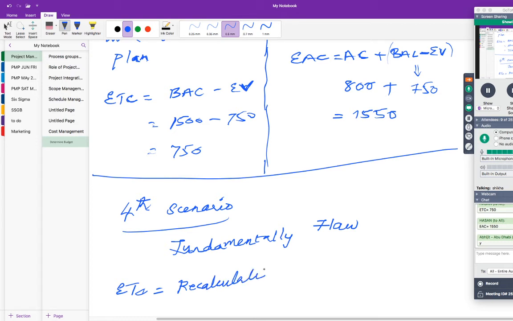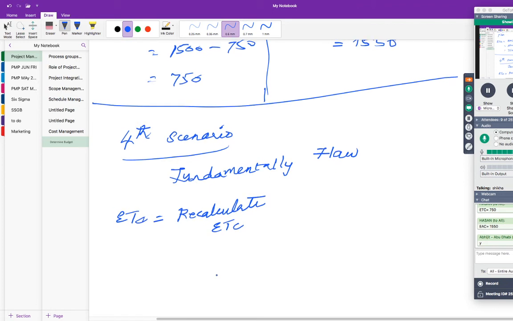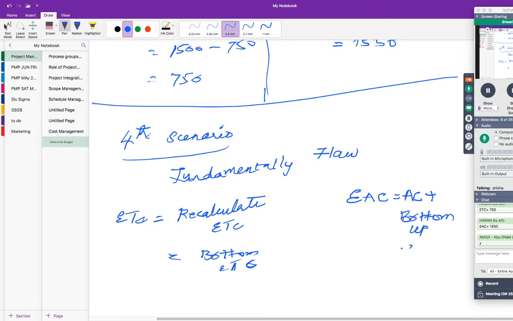So how are you going to recalculate your ETC? You're again going to break down the work into small pieces and do a bottom-up calculation. In other words, a bottom-up ETC. So in this case, what will be your EAC? EAC is equal to AC plus bottom-up ETC.